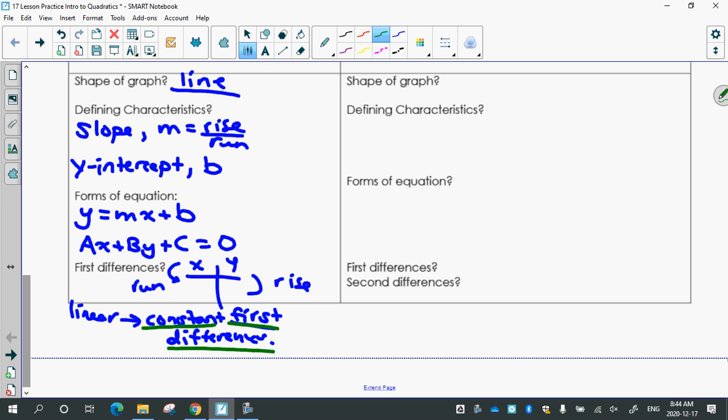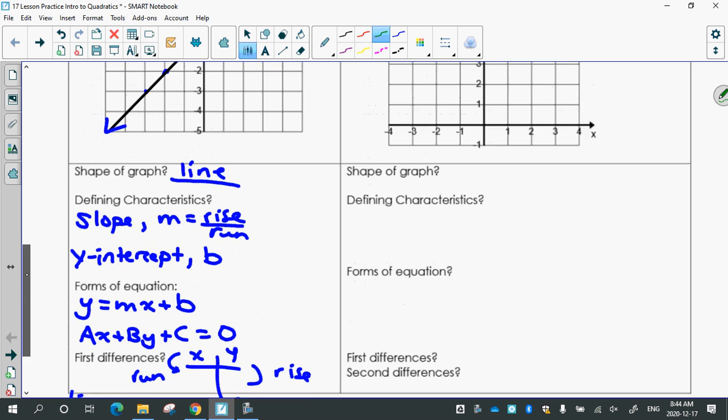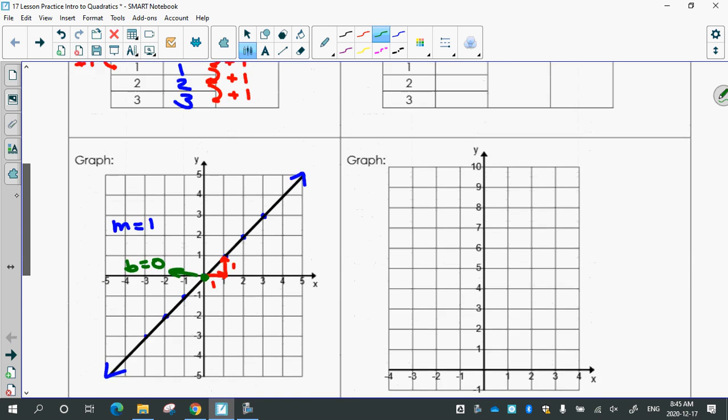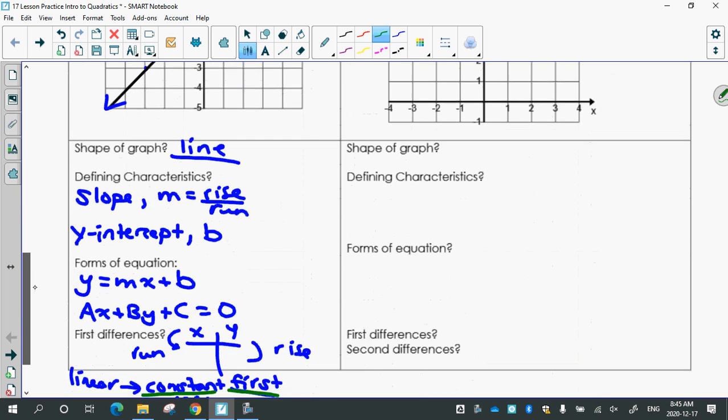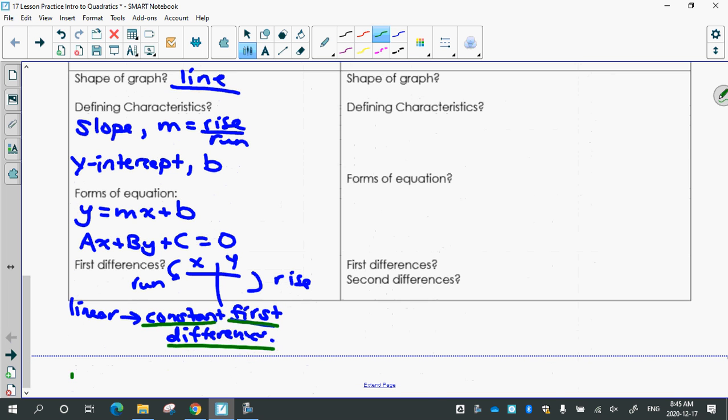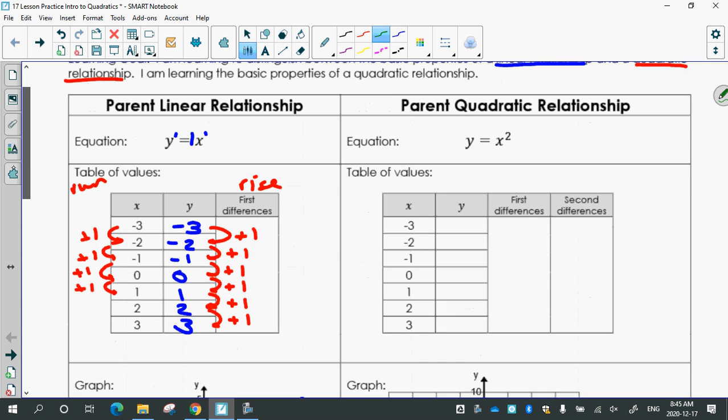Because we're going to see what happens with the quadratic. They won't have constant first differences. Okay? It's a way to tell. So this is kind of like a tiny little summary of linear, right? What does the table look like? What does its graph look like? What are its features? What do its equations look like? What do the first differences mean?